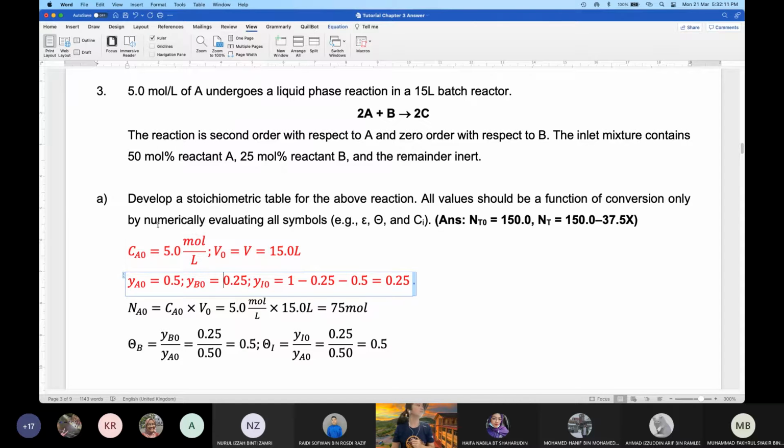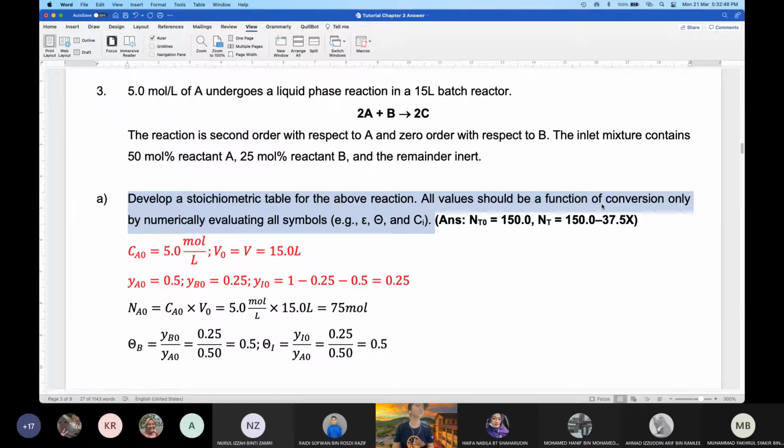The question says, develop a stoichiometric table for the reaction. All values should be a function of conversion only by numerically evaluating all symbols. Okay, so soalan dia macam panjang kan, tapi basically dia nak apa? Dia nak kita buat table. Dia kata dalam table ni, everything must be in numbers, except for your x. Sebab dia kata function of conversion. Maknanya everything else must be in numbers except your x. Dia is leave as it is. So x tu tinggal, yang lain semua dalam bentuk number.